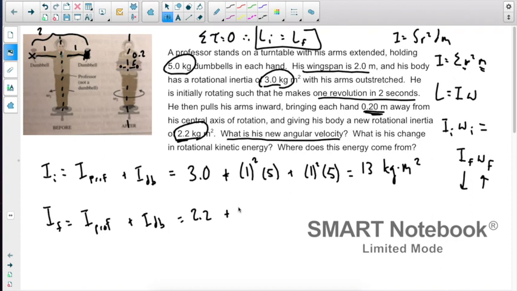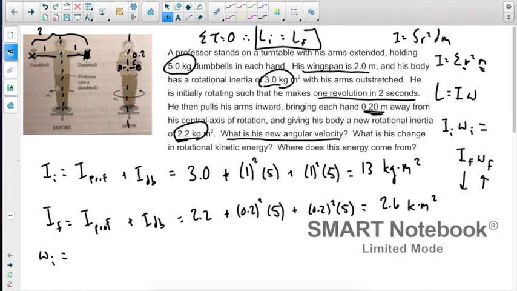So r squared times m, 0.2 squared times 5, will give me the rotational inertia contribution of one dumbbell. The other one is going to be the exact same thing, 0.2 squared times 5. You do that calculation and you're going to get 2.6 kilogram meters squared. So his rotational inertia went way down compared to what it was before, so we should predict that his angular velocity will go up. So now all we need to do is figure out an expression for the initial angular velocity, and we'll be good to go with this equation.